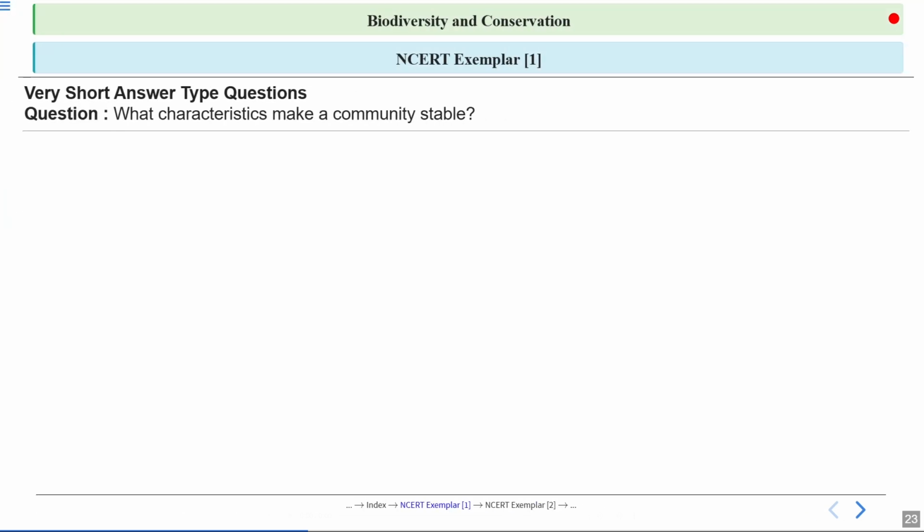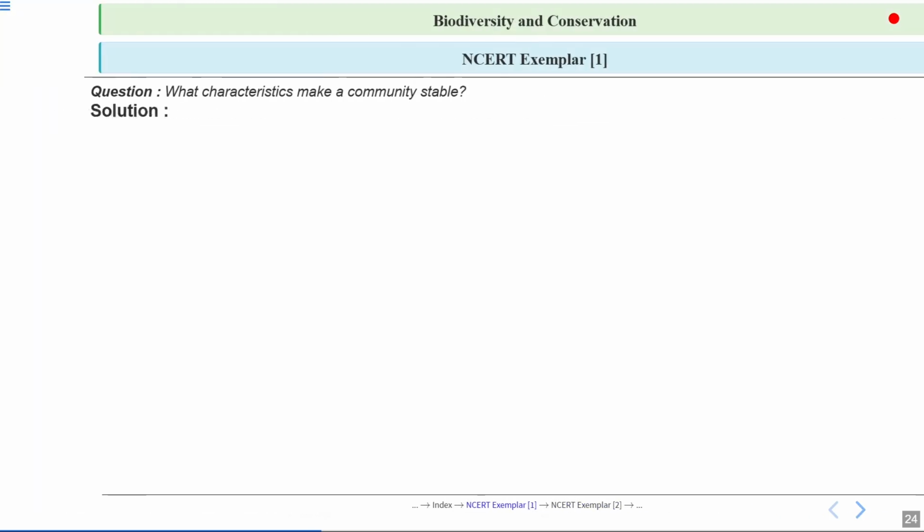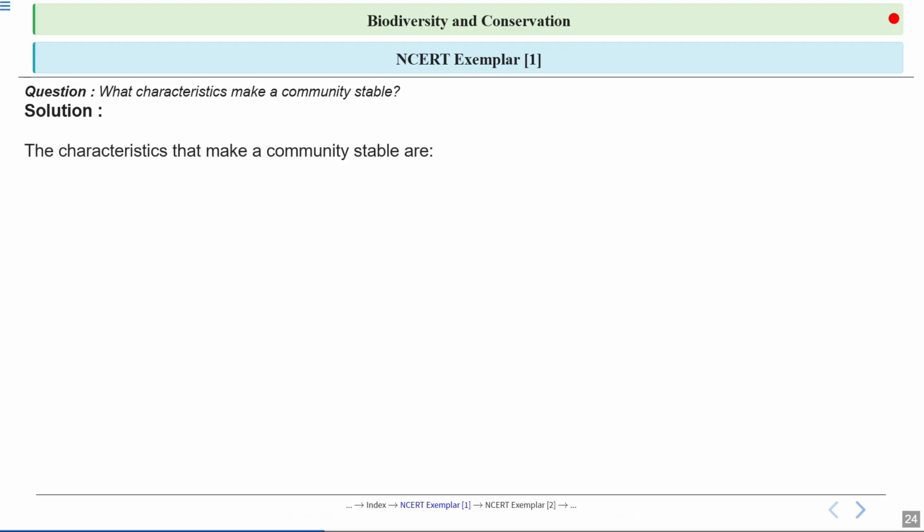Let's discuss very short answer type questions now. So the question is, what characteristics make a community stable? So let's have a look at the answer. Now the characteristics that make a community stable are: first point is less variation in productivity from year to year. So this refers to an ecosystem where the amount of energy or biomass produced remains relatively stable over time. Now, this stability is often seen in a well-balanced ecosystem where the producers, consumers, and decomposers function efficiently, leading to consistent energy flow and minimal fluctuation in productivity.